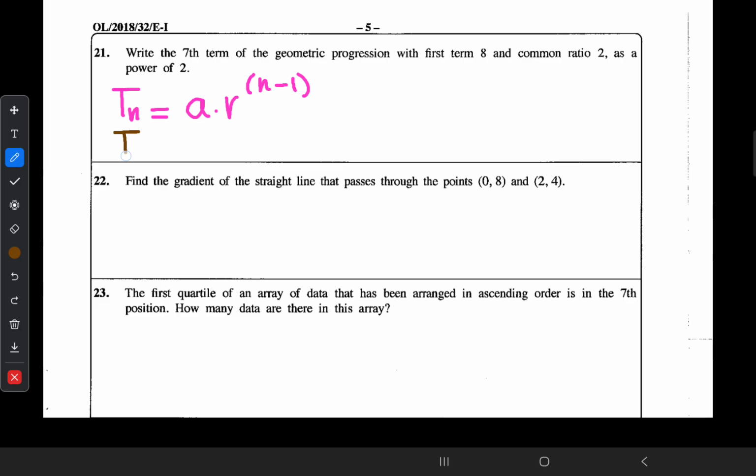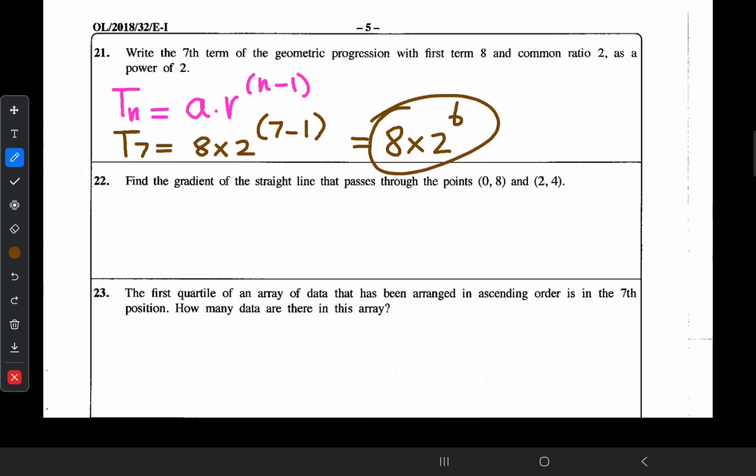So T7 equals, what is a? The first term is 8, multiplied with r, 2, to the power of 7 minus 1. So 8 multiplied with 2 to the power of 6. But the question asks for the answer as a power of 2, so you cannot leave the answer as 8 into 2 to the power of 6. The whole value should be denoted in terms of 2 as a base.